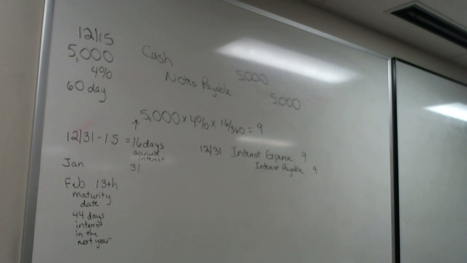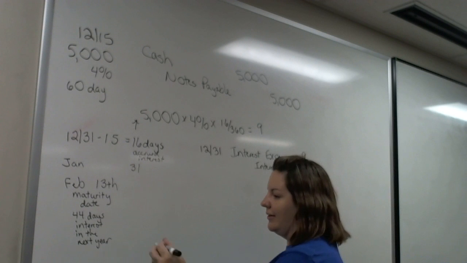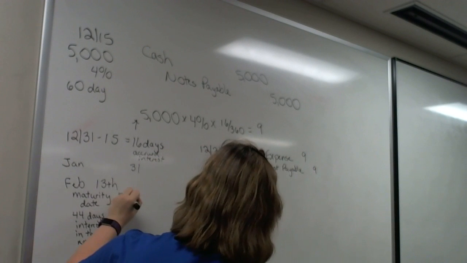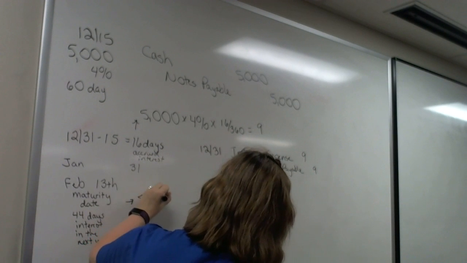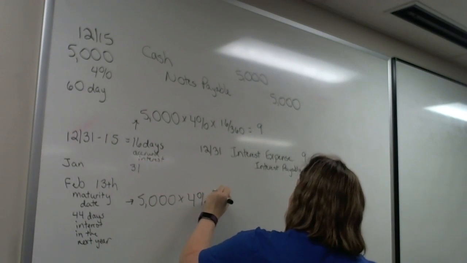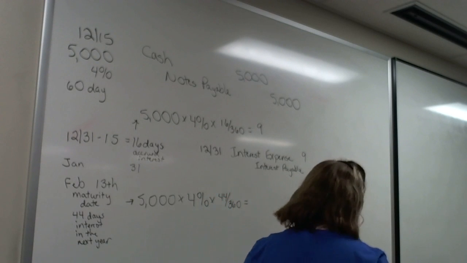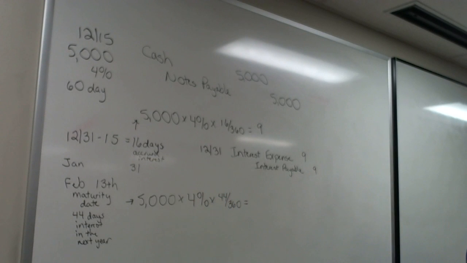And then the last entry is actually paying this note in full when it matures, right? So it matures in another 44 days. So we need to calculate that interest. That interest would still be your principal, 5,000, times 4%, times now 44 over 360 days. So what's my interest accrued in the next year? Or interest due?